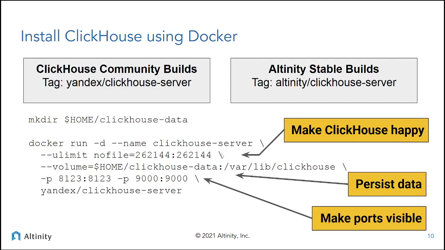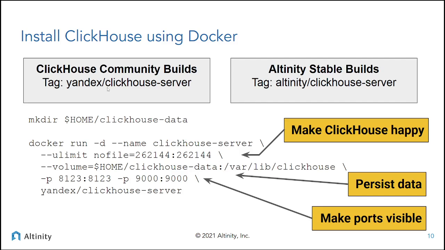Another popular way to install ClickHouse is to use Docker. So for example, if you're on a Mac and you don't feel like taking the trouble to install it locally, which you actually can, you can go ahead and run Docker. Again, two sources for the Docker containers. Traditional source is Yandex ClickHouse server.